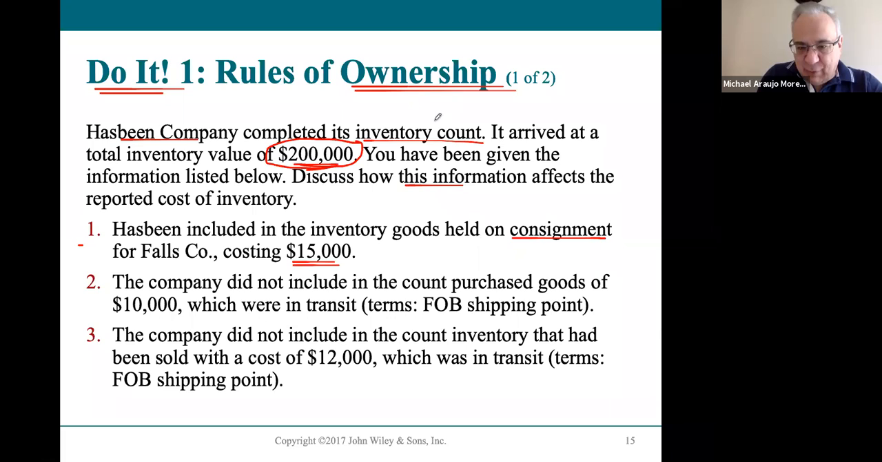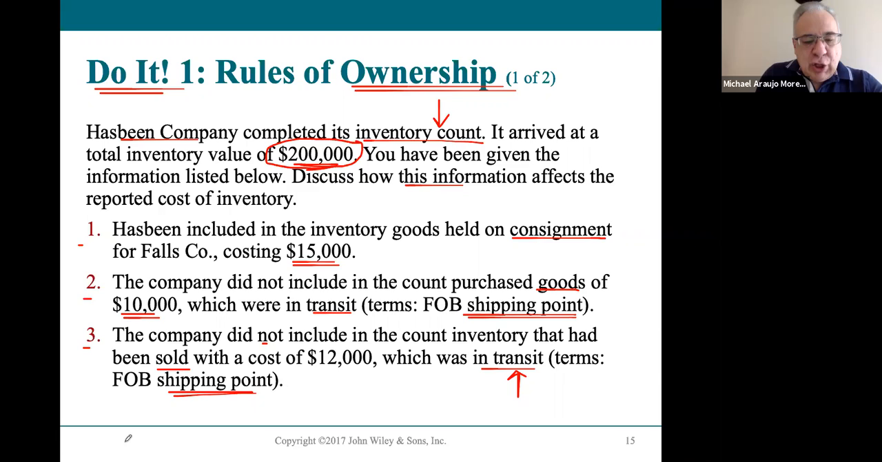They don't own them. The second thing is the company purchased goods of $10,000 that are in transit. They took ownership at the shipping point, which means they own the goods even though they're not physically in the store, so they're not part of that physical count. So they have to add that $10,000 into their inventory. The third piece of information tells us that the company did not include inventory that had been sold and was in transit FOB shipping. Well, of course, if it's been sold FOB shipping, you do not own it as soon as it gets to the shipping company. Since it's in transit, the shipping company has it, you don't own it, you don't count it. So what would be the correct way to solve this?